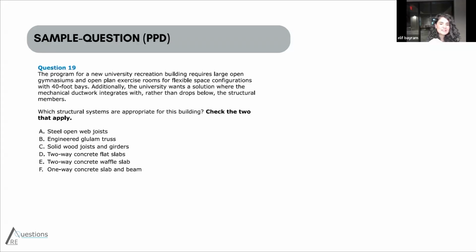It says, which structural systems are appropriate for this building? Check the 2 that apply. I picked this question intentionally because it sounds very technical, right? Look at the options, very short. If you don't know, you don't know. If you know, it says 40-foot base, so you need to know the structural span of these systems. And you will be like, oh wait a second, I did not memorize any of that knowledge. Is NCARB expecting me to memorize these?